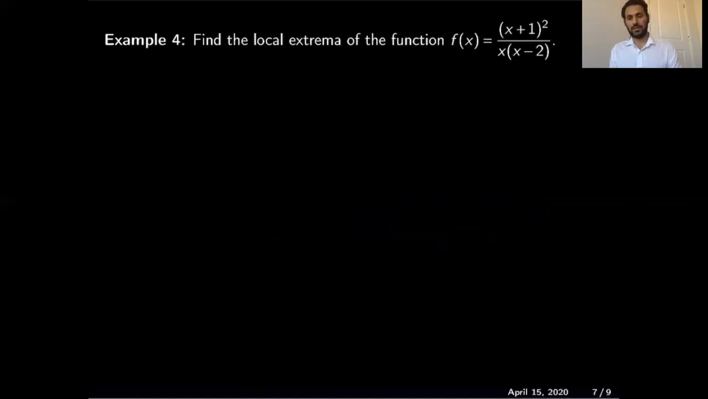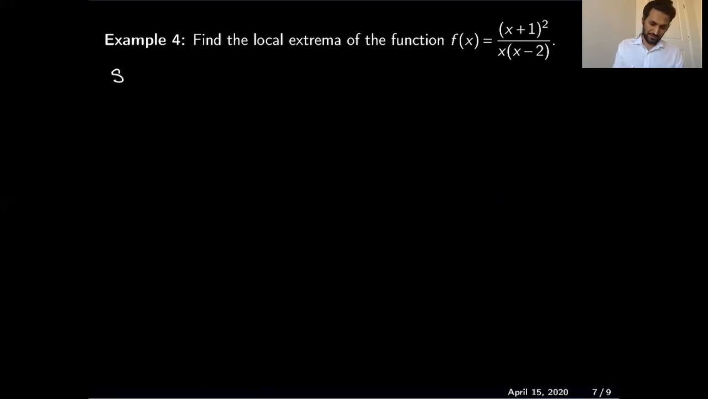Now in this problem, we have a quotient of two functions, (x plus 1) square divided by x times (x minus 2). It will be challenging to calculate the derivative of this function and find the critical values. I will show you how to calculate the derivative, but you can also watch the video on the quotient rule to go into more detail of this method.